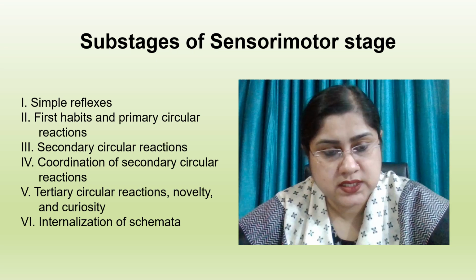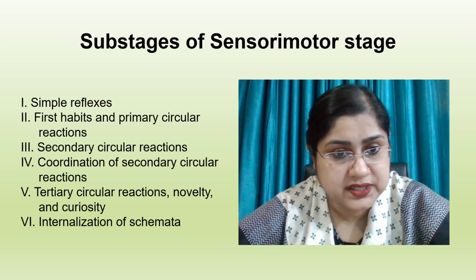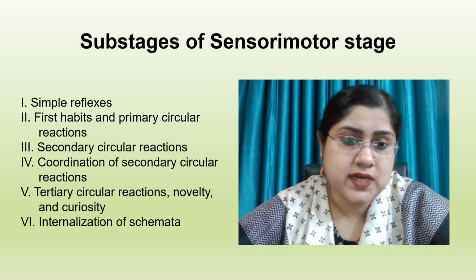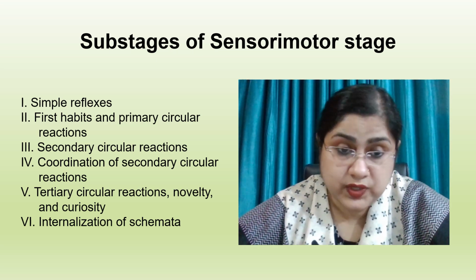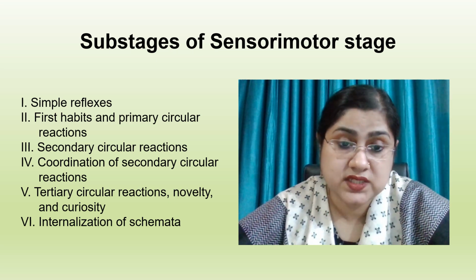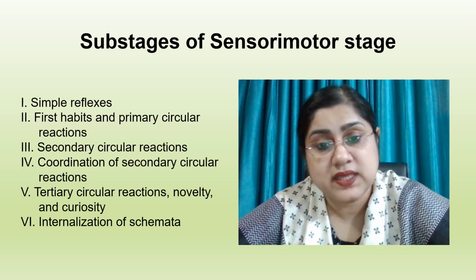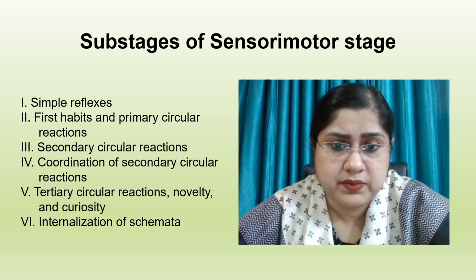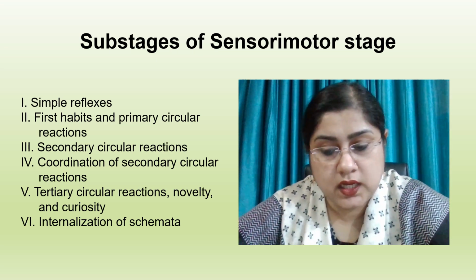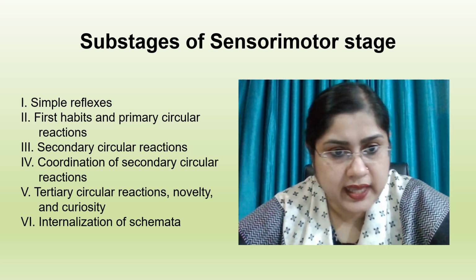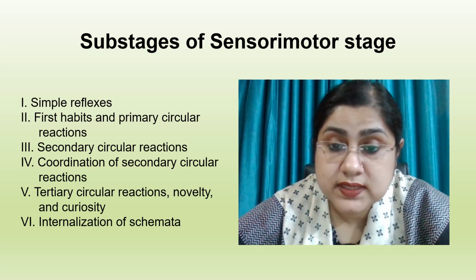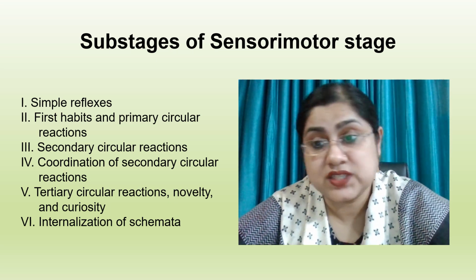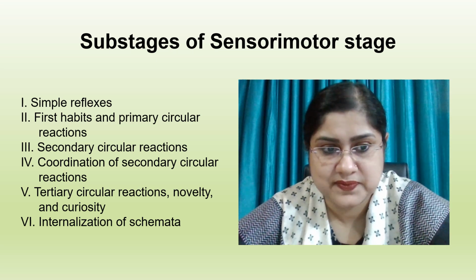Then the fifth substage is the tertiary circular reactions, novelty and curiosity. This stage starts from 12 months and goes on to around 18 months old. The child can be seen performing the actions of this substage. During this stage, infants explore new possibilities of objects. They try different things to get different results.